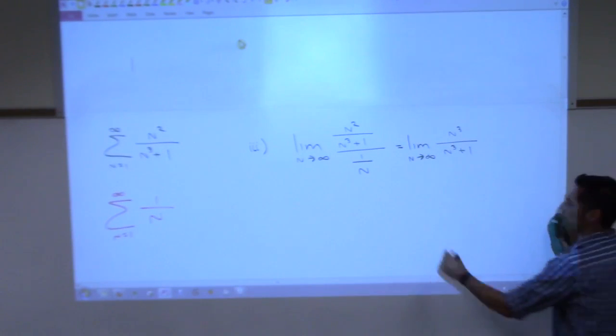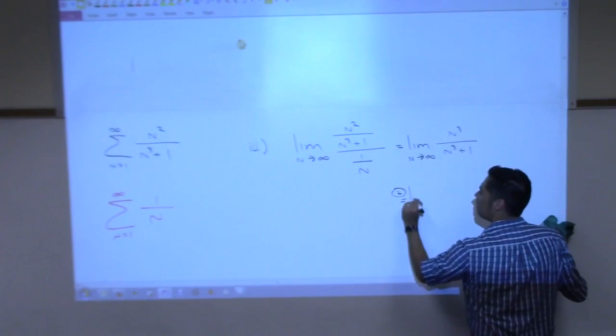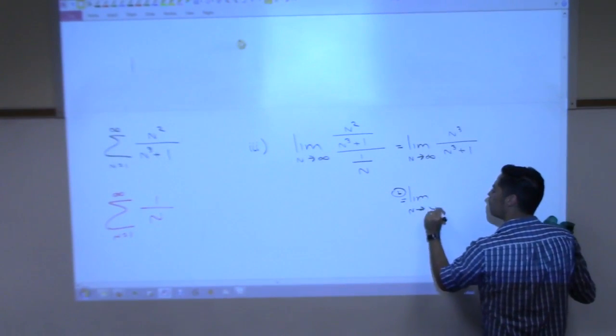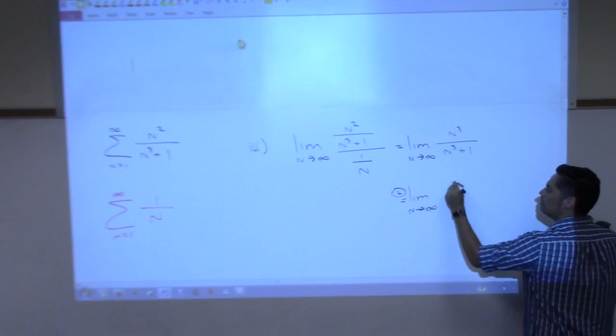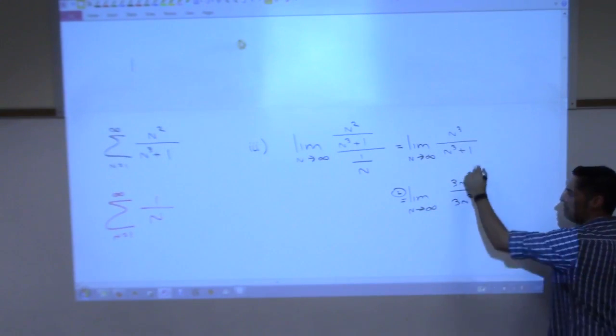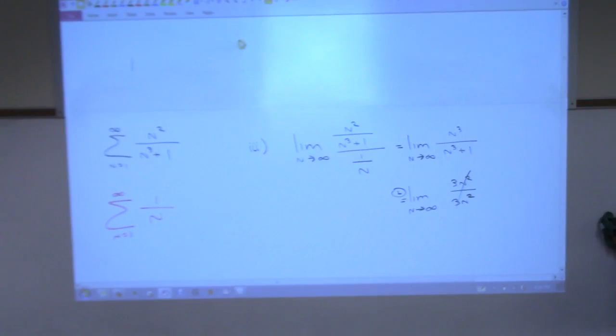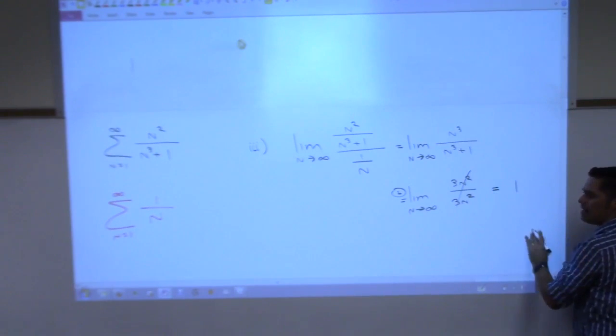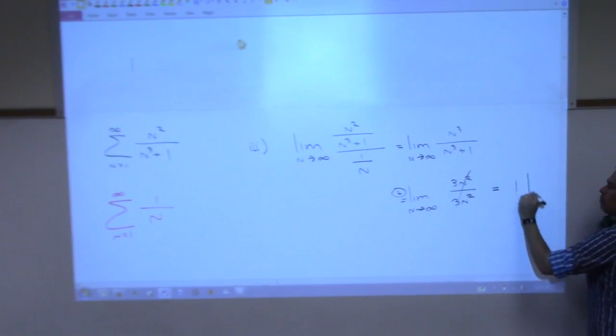L'Hopital? What happens after one application of L'Hopital there? Derivative of top? 3n squared. Derivative of bottom? 3n squared. That's just 1, right? So this limit is 1. Is that a positive constant? What does that mean?